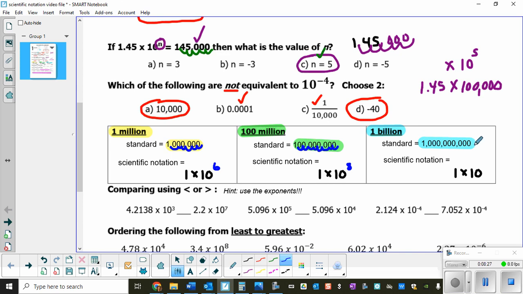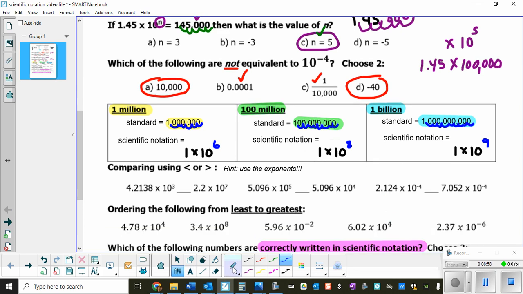And for this one, for a billion, we're going to count. We've got 1, 2, 3, 4, 5, 6, 7, 8, 9. This moved over 9 times. So if you see a 1 times 10 to the 9th, that is a billion. If you see a 1 times 10 to the 8th, that's 100 million. And if you see a 1 times 10 to the 6th, that's 1,000,000. Okay, so I just wanted to review what those numbers look like in scientific and standard form.